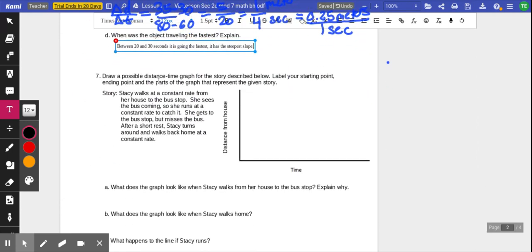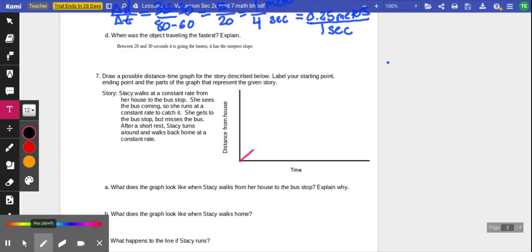Draw a possible distance time graph for the story described below. Label your starting points, ending points, and parts of the graph that represent the given story. So we have time, we have distance from home. Stacy walks at a constant rate from her house to the bus stop. Okay, so she's walking away from her house, so we have a positive slope going up. It doesn't really matter what kind of slope, just positive slope.